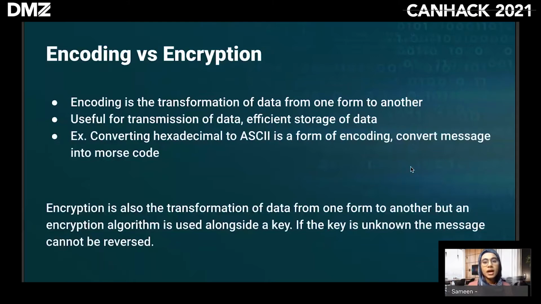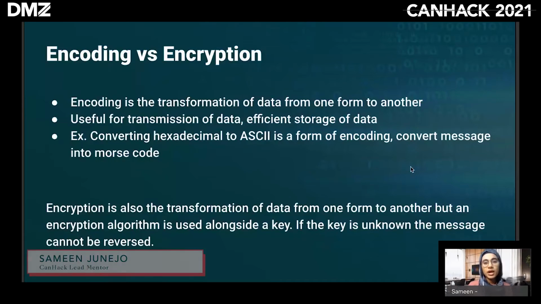Anybody can shift that data back into its original form. So you're not trying to hide anything when you're encoding a message. However, when you're encrypting a message, you're trying to add confidentiality, so you're trying to actually conceal the true message. An example of encoding is converting hexadecimal to ASCII, or converting a message into Morse code, because there's no key. An example of encryption would be taking a message and encrypting it using an AES algorithm with a key.